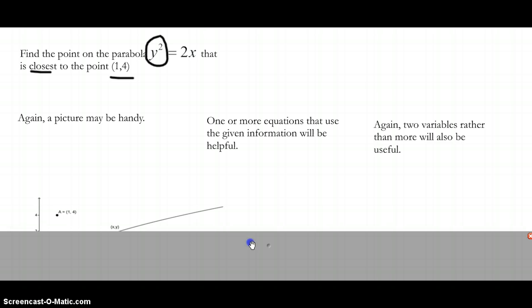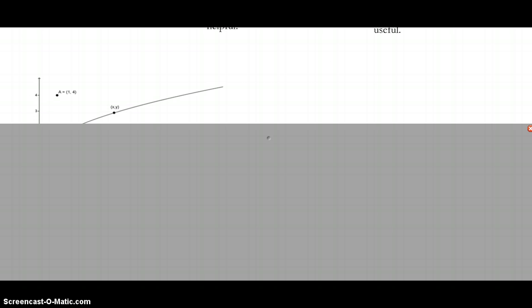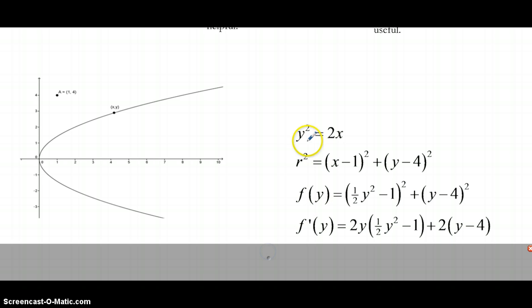So what I did is got myself a little diagram by graphing. I used GeoGebra to graph. And then I used some equations. Here's my original equation for the parabola here. And r squared is going to be the distance between point A and some random point on, well actually r is the distance between some point on my parabola and A.